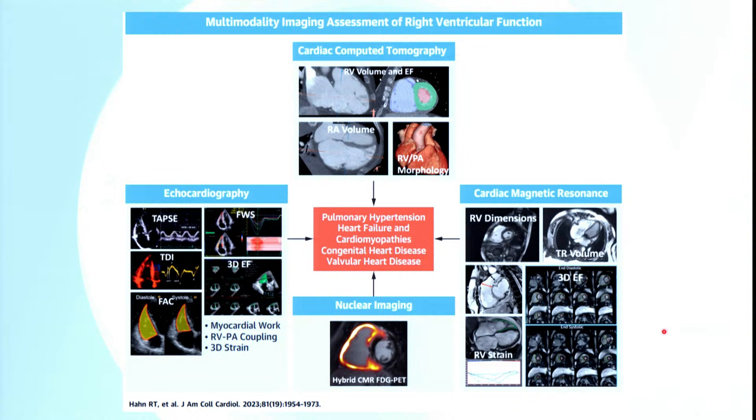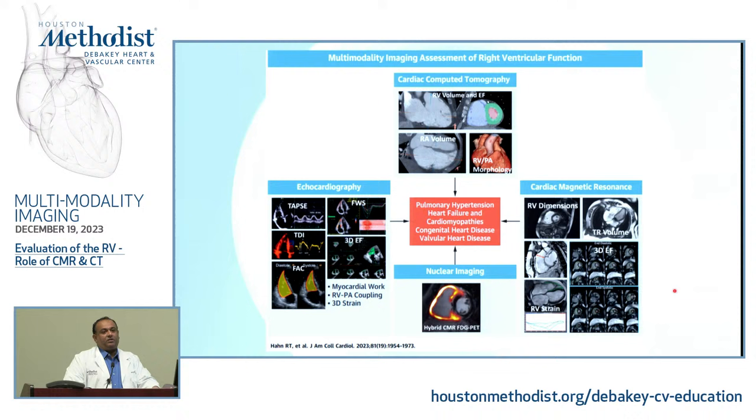The one thing I will mention is there is a paucity of normative data for the right ventricle for CT. So a lot of the time they're borrowing the data that we have for cardiac MRI. There's literally just a handful of small studies that try to establish the normative data for RV by CT, but not enough to make it something that you should look up as standard reference values.